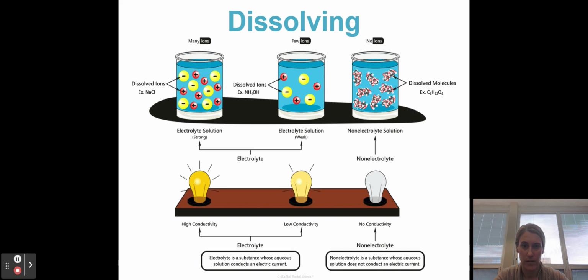Here's a picture of the different types of conductivity. We have, for example, sodium chloride. That's going to give you a really bright light because it conducts well, because it has a lot of dissociation, lots of ions. Whereas ammonium hydroxide only dissociates partially, so it has a lot fewer ions. So it's going to be weaker, a dimmer light, and then obviously sugar. Glucose, for example, is a non-electrolyte solution, no conductivity.